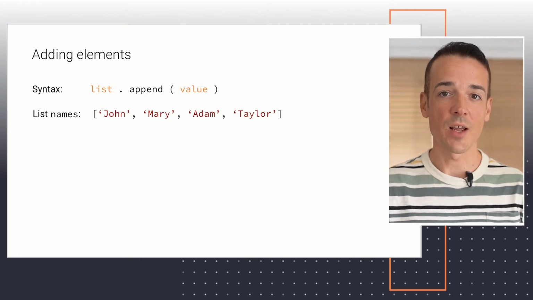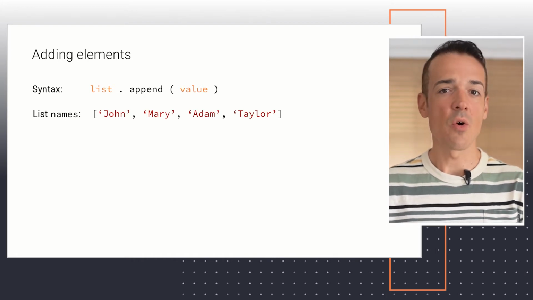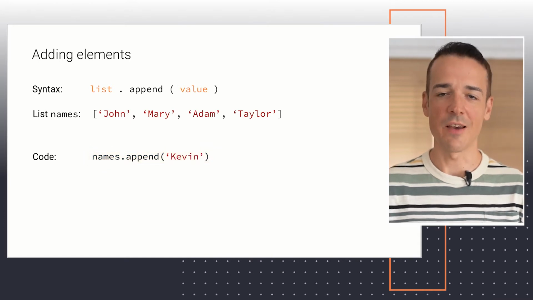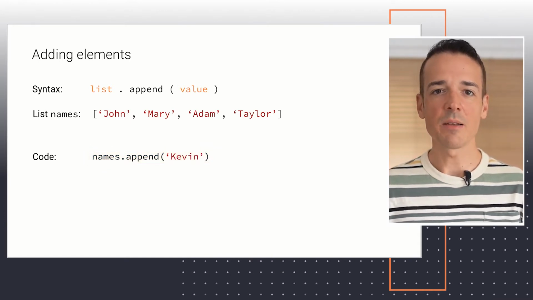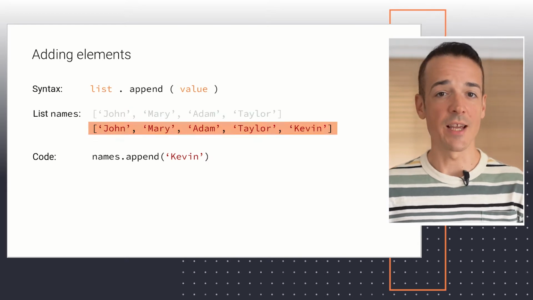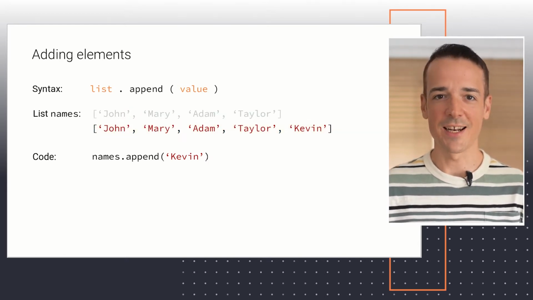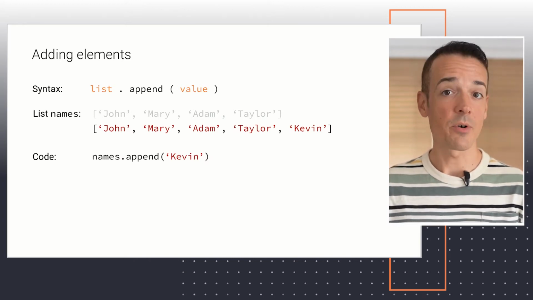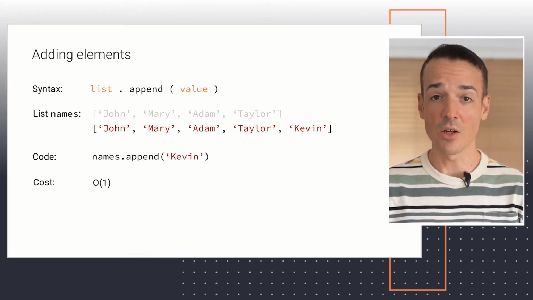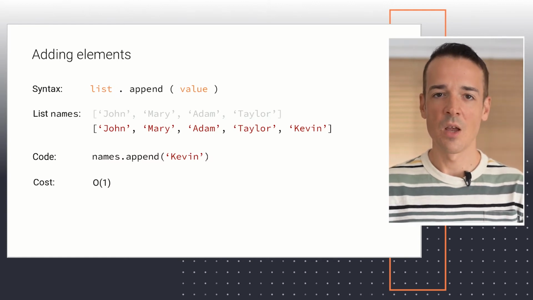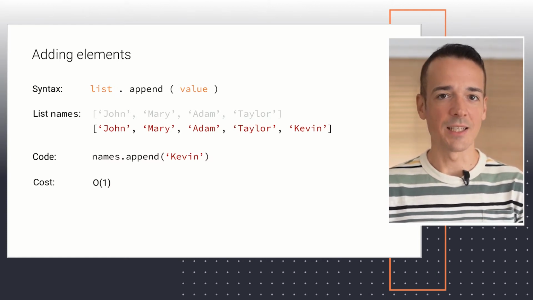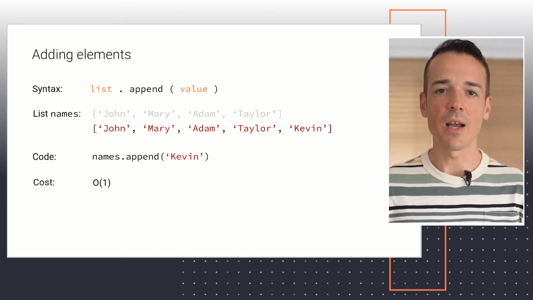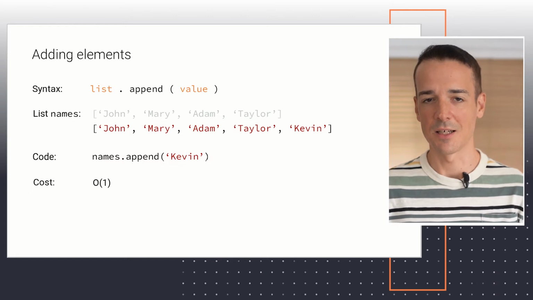If we want to add string Kevin at the end of this list, we may do so with the following code: names.append Kevin. This statement brings list names into a new state in which string Kevin has been added at the end. The computational cost of the append operation is, in most cases, constant, or big O of 1. Once again, this means that adding an element at the end of a list will be equally efficient regardless of the number of elements currently present in the list.